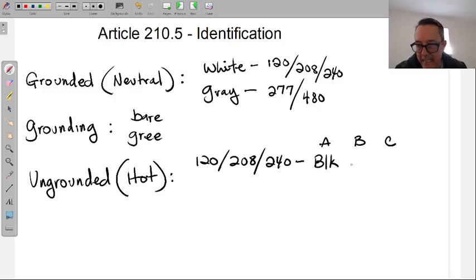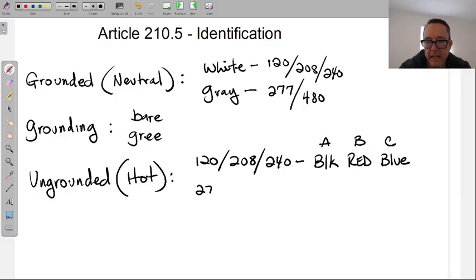This is the one we always get. Red. How do I represent B phase? Or sorry, C phase now. What color does C phase get here? Blue. Very good. Excellent. Well done, blue. Black, red, and blue. Very good.